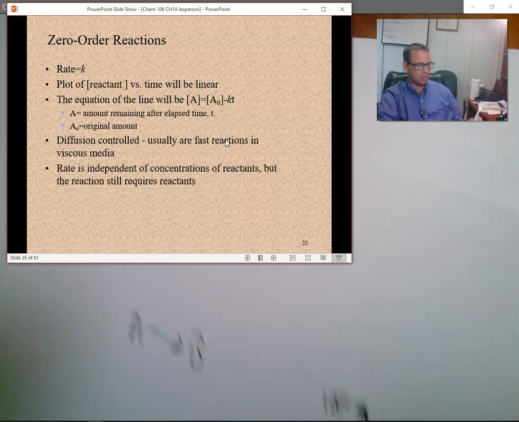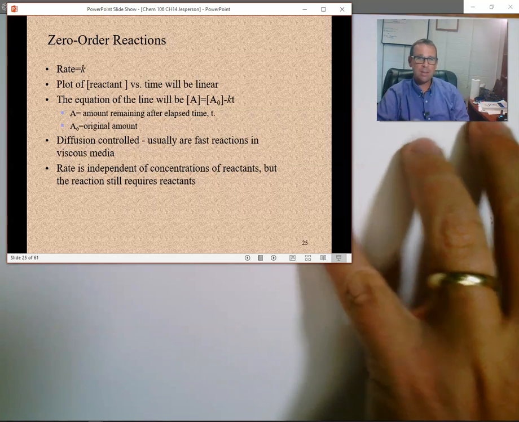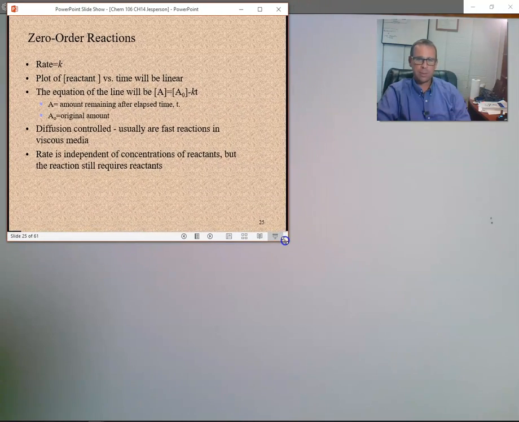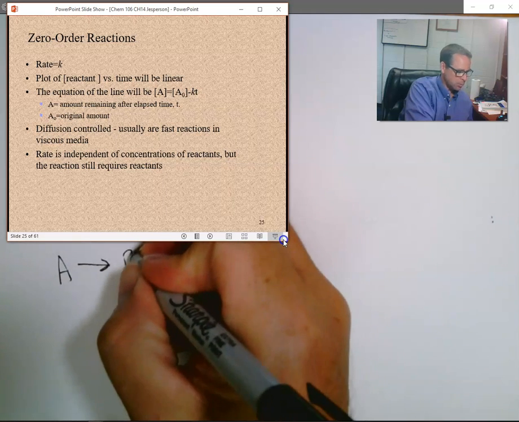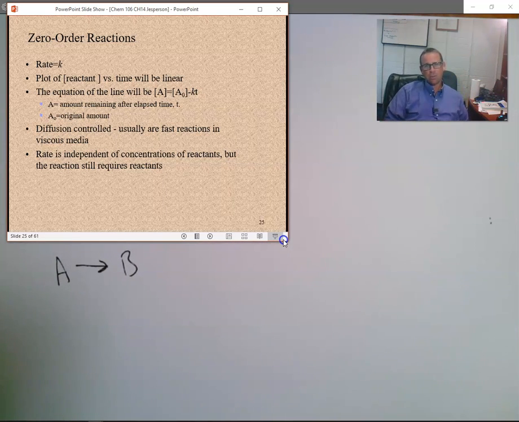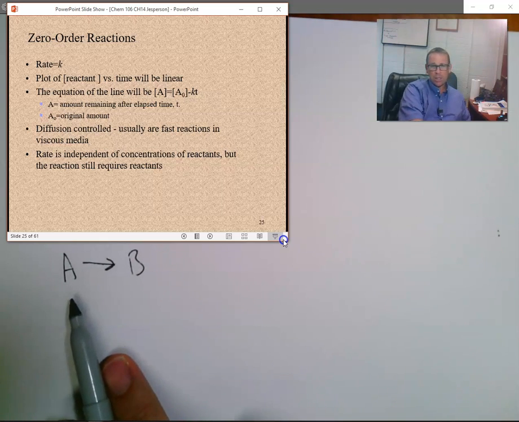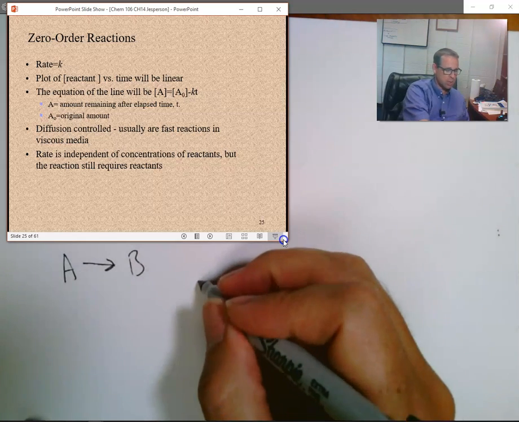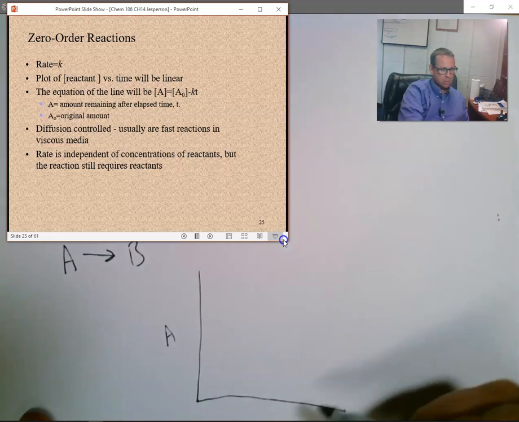Let's start off with what's called a 0 order reaction, where the rate is 0 order with respect to the reactant. Okay? So let's look at a general scenario here. Here's a reaction. A reacts to form B. A changes in concentration versus time. It decreases in concentration versus time. Right? So here's A. Its concentration will decrease over time.